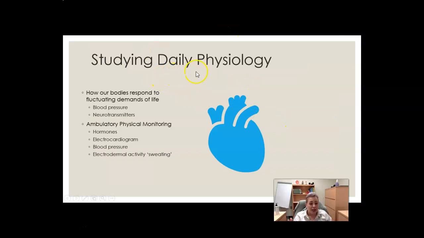We can also study daily physiology. So the body and the mind are connected, right? And so we understand that psychology, certain emotions can affect different things about our heart rate. So maybe I want to do an aggression or stress study.